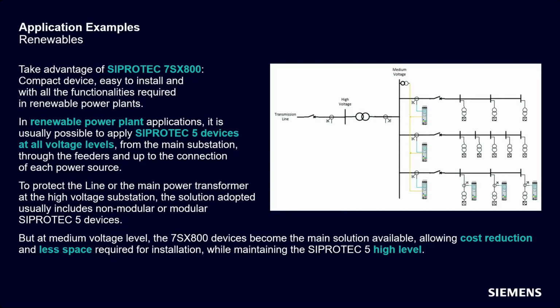In the third feeder, we have a 7SX800 device installed in the outgoing feeder of the main substation and an additional 7SX800 device installed in the connection of each connected power source, which will allow protection, control, and integration with some communication protocol of each power source to the energy distribution management system. Thus, 7SX800 devices can also be used in renewable power plants, bringing several benefits.